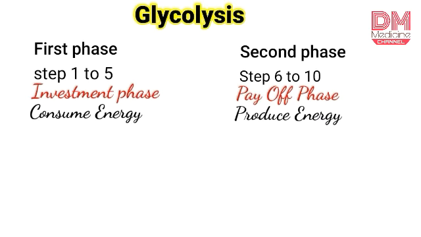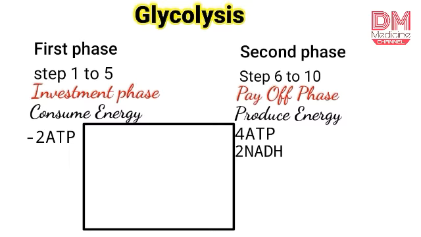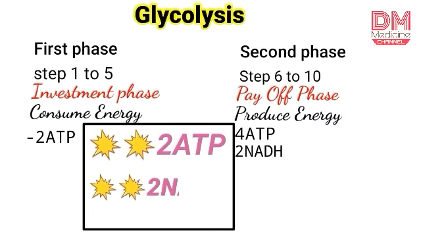So in the first phase we need to put in 2 molecules of ATP to get the process going, and in the second phase you're going to get 4 molecules of ATP. In addition, you're also going to get 2 molecules of NADH. So that gives us a net gain of 2 molecules of ATP and 2 molecules of NADH. So now let's discuss the reactions of glycolysis.